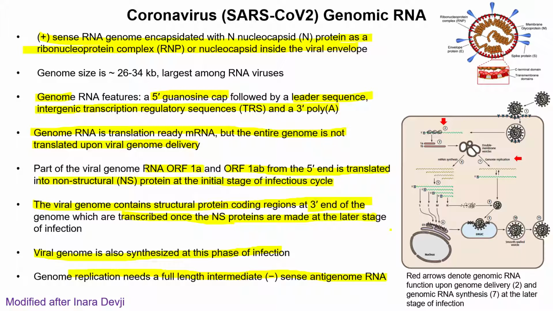It's interesting, this is just extra information. Some of the coronaviruses actually do have another protein on the membrane, which is called hemagglutinin esterase, HE. That is not present in SARS-CoV-2.